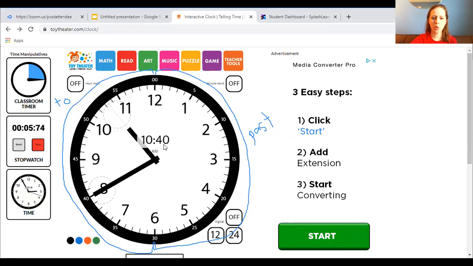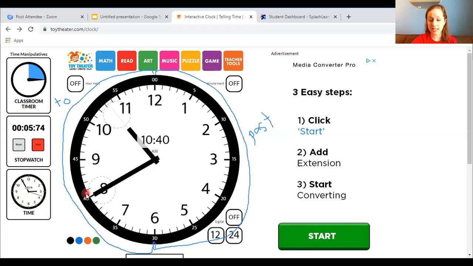So 10:40. Now look, I'm on the 2 side of the clock, right? What time will it be? Whoops, sorry, I hit a button. So what time will it be? Soon. So you have to think, when you're using the to language, what hour will come next? What hour will come next? Well, in this case, the next hour will be 11.